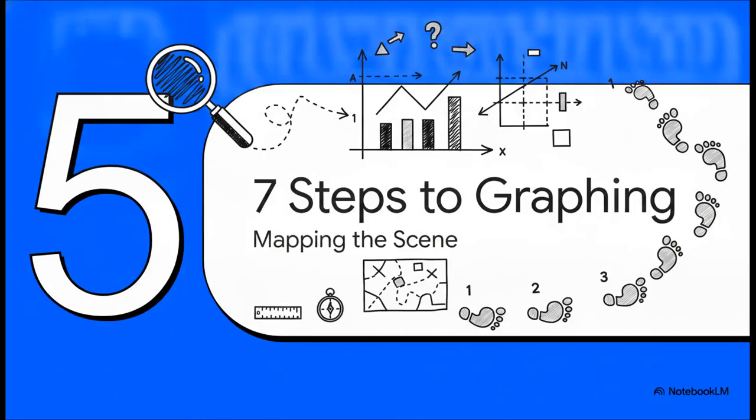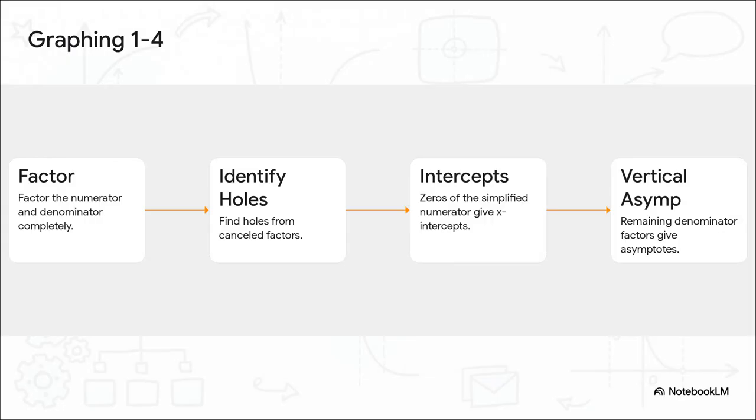Section 5, the 7 steps to graphing. Let's take everything we've gathered and actually map out this mathematical crime scene. We've got a super solid 7-step process to get it done. We're going to build the scaffolding step by step. And notice how these first 4 steps are entirely about extracting clues directly from the algebra before you even look at a piece of graph paper.